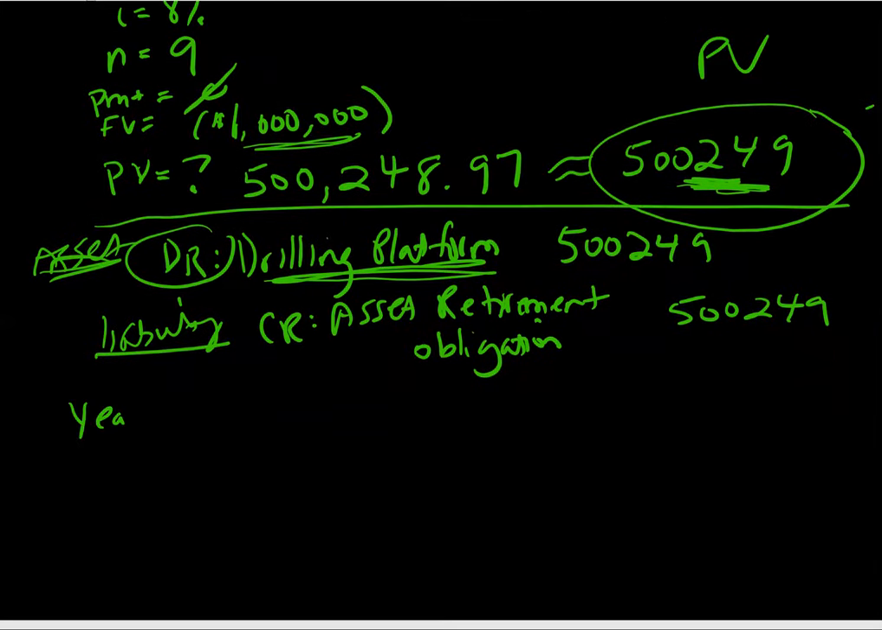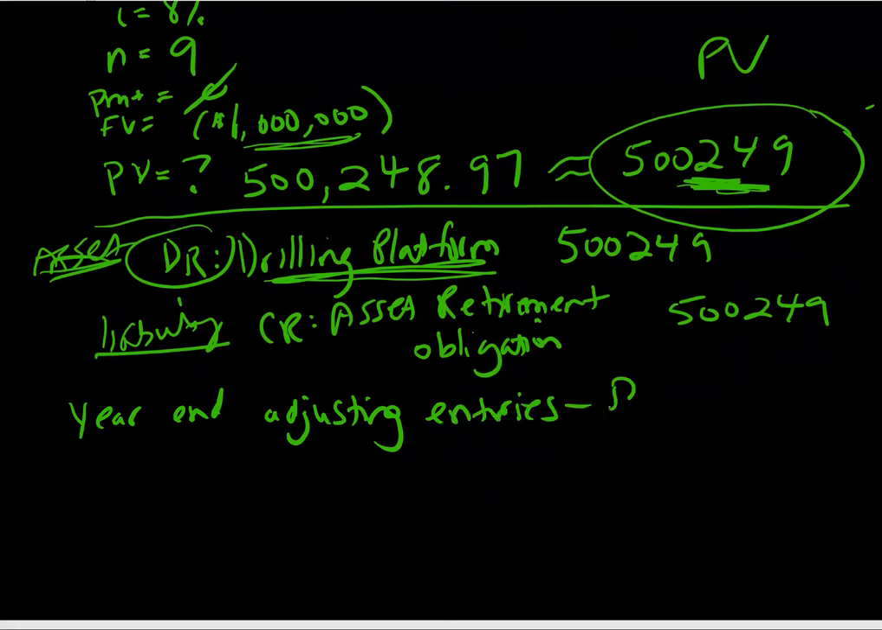So year-end adjusting entries. And this is going to be December 31st, 2020. So there's two types of year-end entries that we're going to need to record. So we're going to need to record depreciation on the asset.